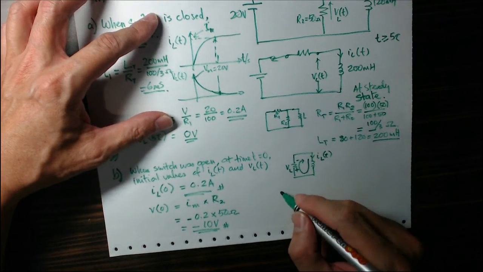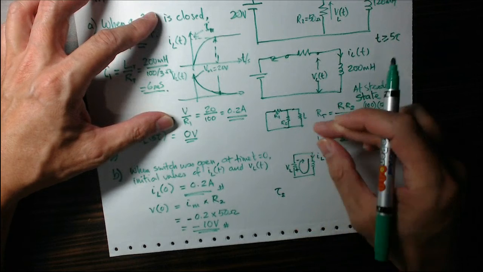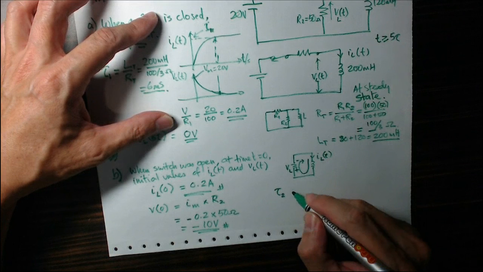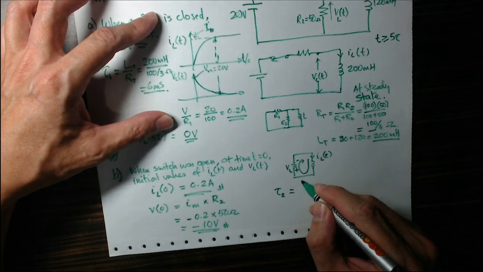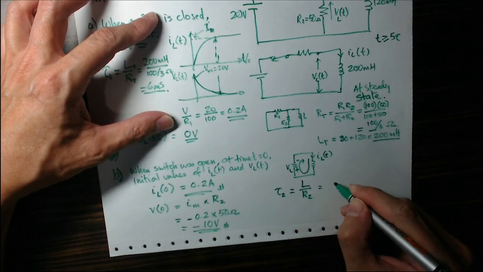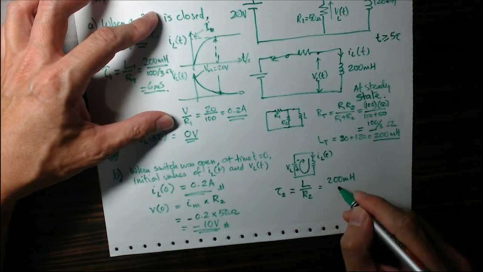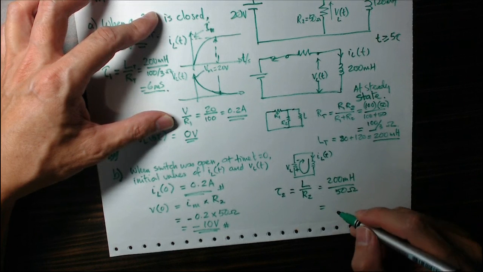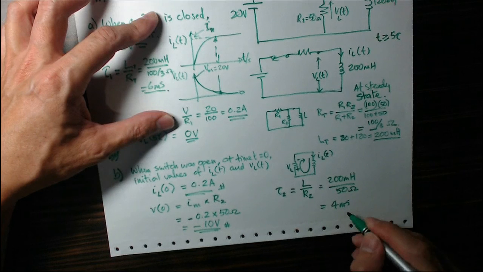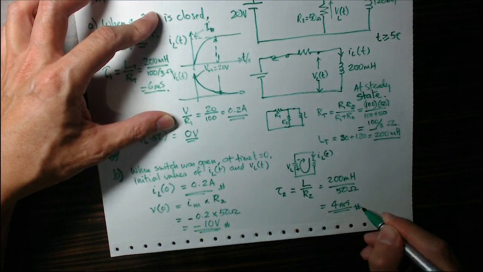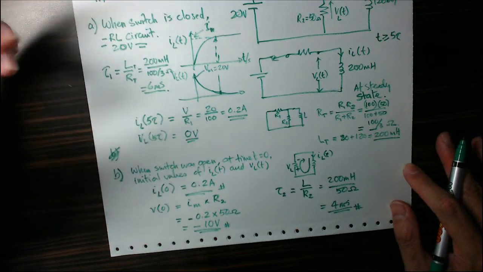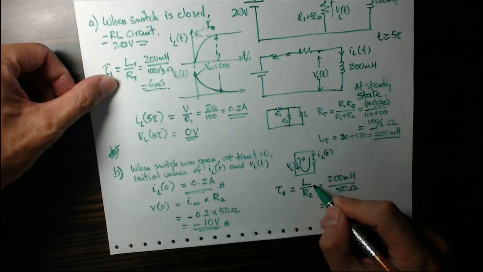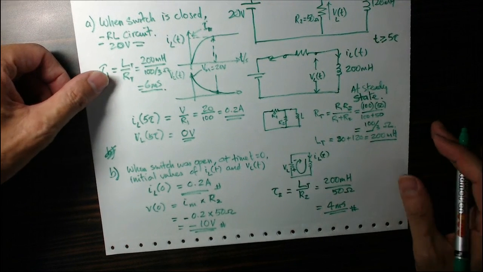Right, and the new time constant of the new circuit, which just comprises the inductor and the resistor, will be tau 2, which is L upon R2, which is 200 millihenry divided by 50 ohms. That gives me 4 milliseconds. Please take note that the time constant when the switch was closed and the time constant when the switch was open are slightly different.